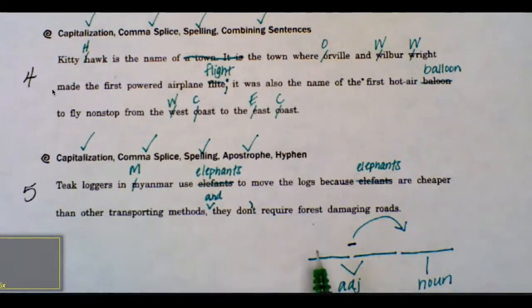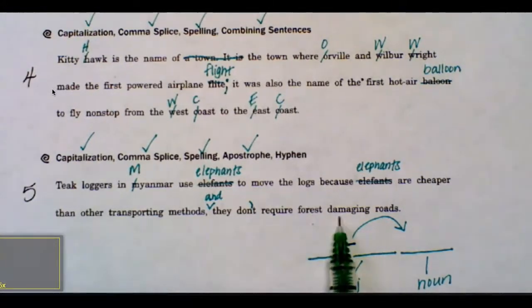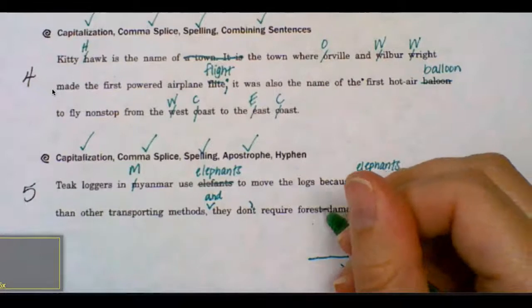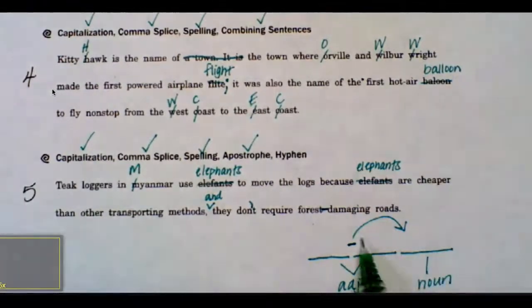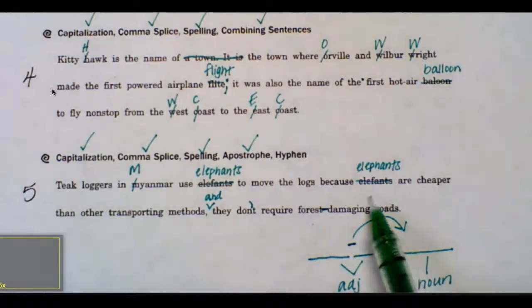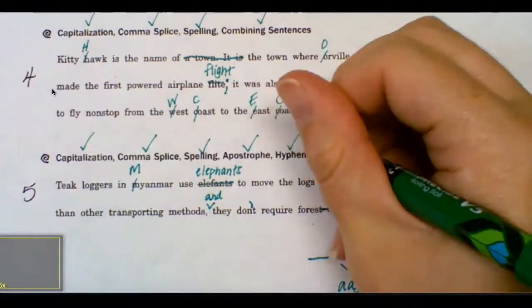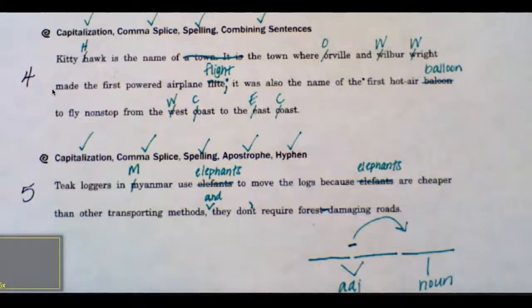We see this format listed right here, forest-damaging roads. Now typically these two words, forest and damaging, aren't actually adjectives. However, if I add a hyphen between them, I am creating one adjective that describes the noun roads. And now I have corrected my two sentences.